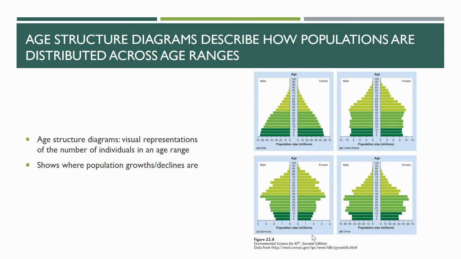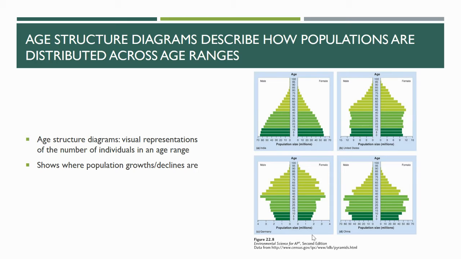Next, we'll look at age structure diagrams, which tell us the distribution for males and females individually of how many individuals are within that age range. And this can help us see where population growths and declines are. So if we look at age structure diagram A, this is a picture of India, and we know that their population is increasing quite rapidly, which we can see based on the age structure diagram, because they have way more individuals under the age of 20 than they do older individuals.